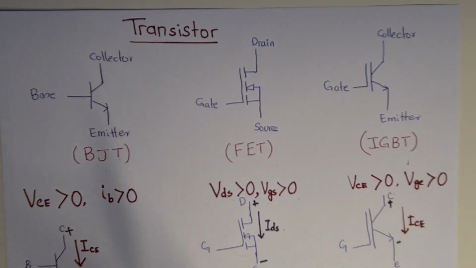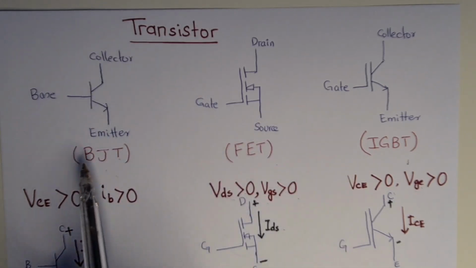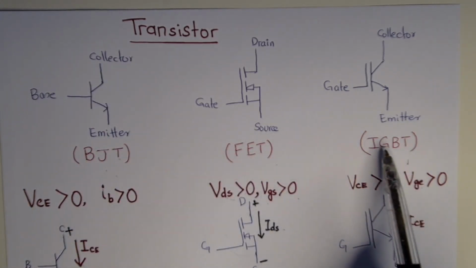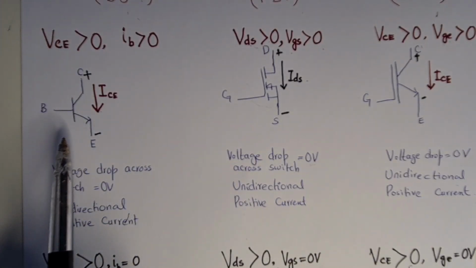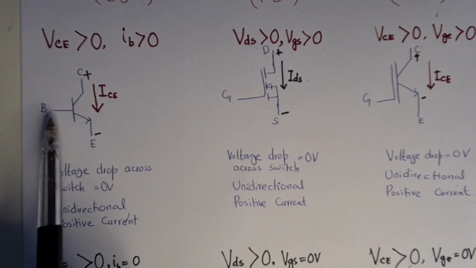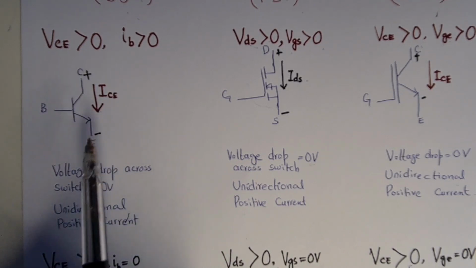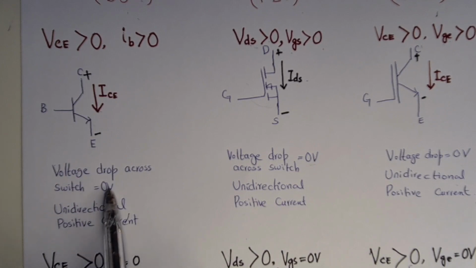Now we can discuss different transistors. Here I have taken three transistors: one is the BJT, the second one is the FET, and the third one is the IGBT. In the BJT, when collector to emitter voltage is greater than 0 and IB is greater than 0, there will be a flow of current, and this is the positive current. Voltage drop across the switch is equal to 0 volts when it conducts. So this one is a unidirectional positive current.